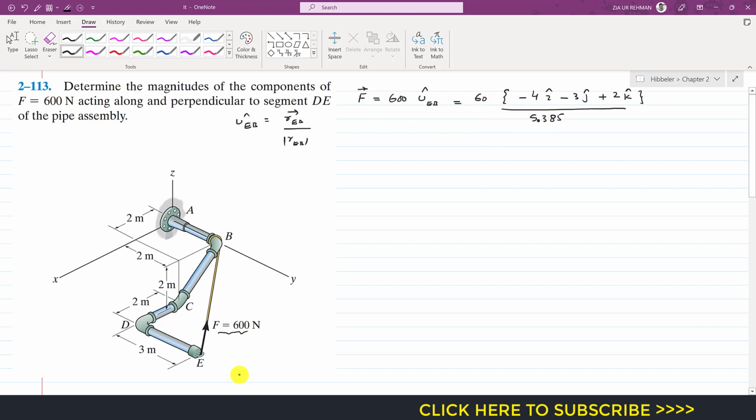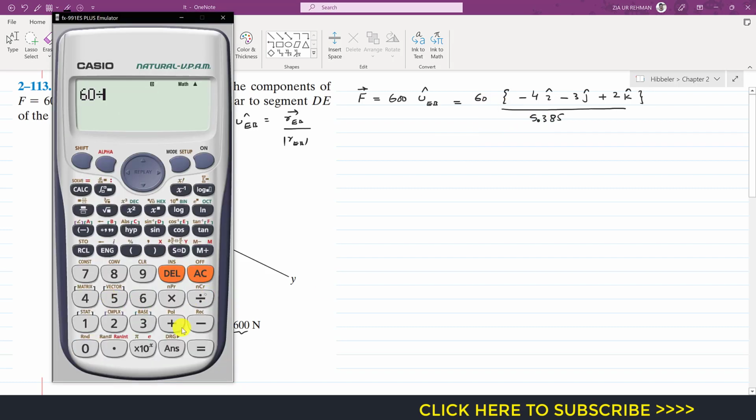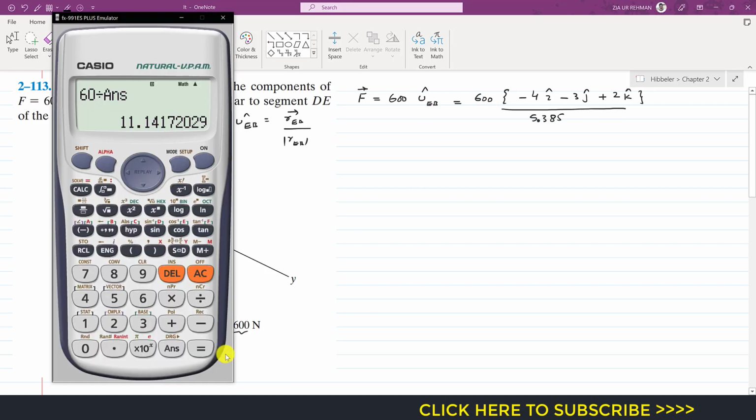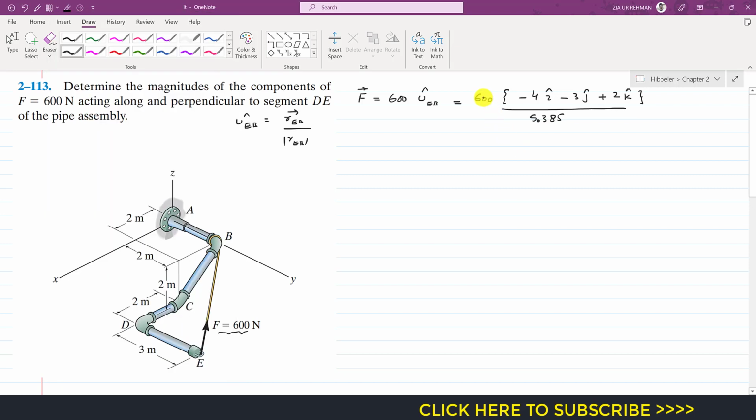Now if I divide 600 by that magnitude, square root 29, this gives us 111.42. And now we will multiply this with each and every component, so we will get the Cartesian vector representation of that force F, which is acting from E to B.